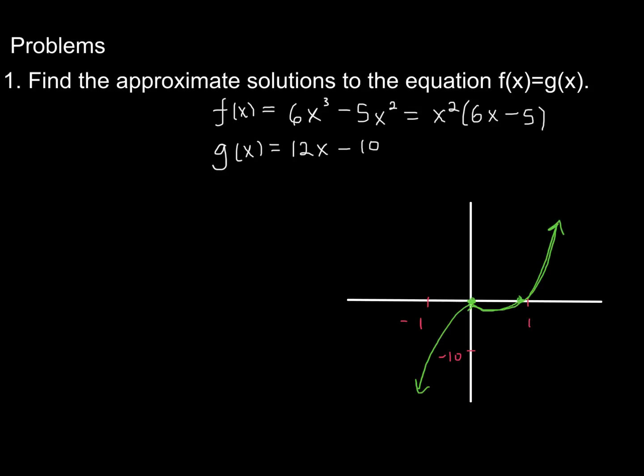And then what you want to do for your function g of x is go ahead and sketch this graph as well. Do this in red here. This has a y-intercept of -10 and a slope of 12. So if you think about the slope of 12, that means when I move to the right 1, I'll go up 12. So I'll go up a little more than 10, somewhere around here.